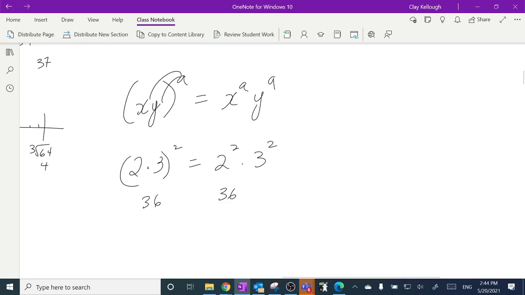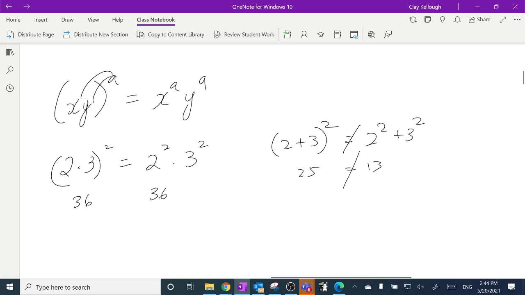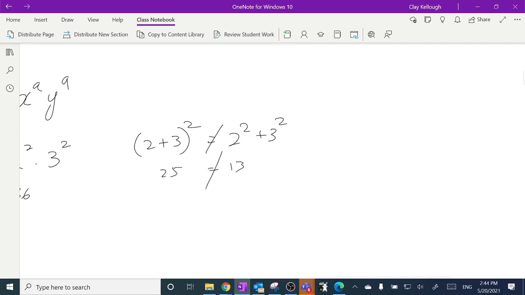Notice that that rule would not work for a sum, right? Is this a true statement? Like heck it is. 2 plus 3 is 5, 5 squared is 25. 4 plus 9 is not 25, it's 13. Nope. That, by the way, is how come we had to learn how to FOIL, right? Back when we were doing algebra, you can't just say, oh, that's x squared plus y squared. No, it isn't, because take a look. Arithmetic doesn't work that way.